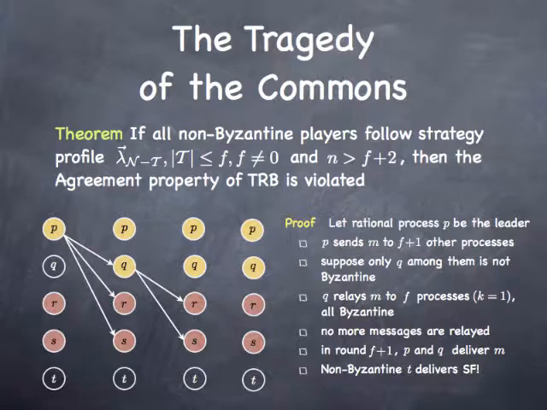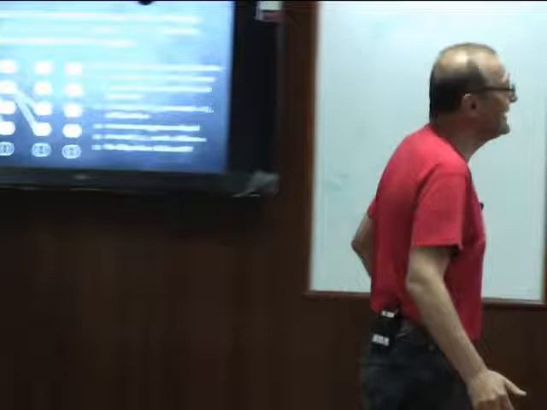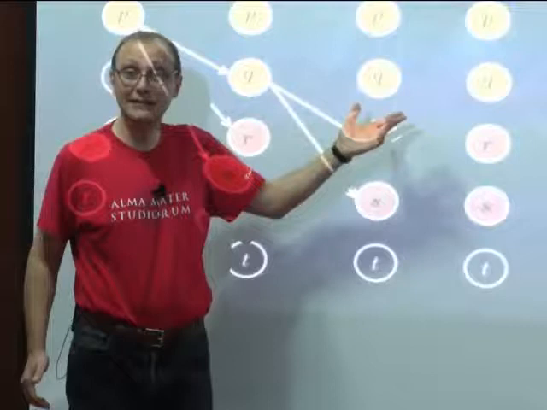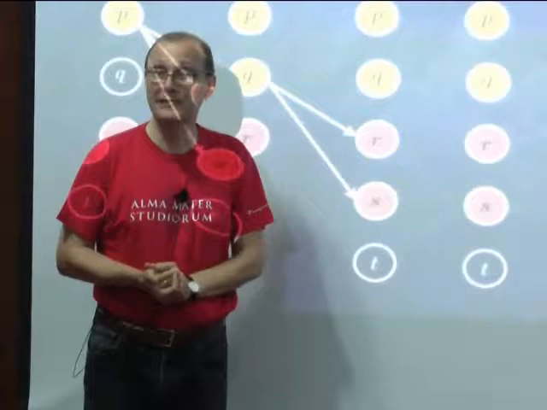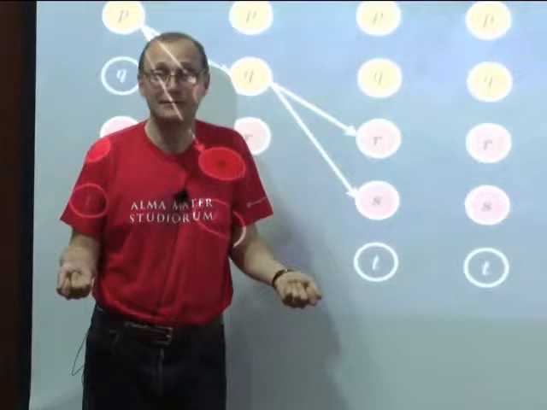And what we find ourselves is that P and Q have received the message. They're non-Byzantine, and they would deliver that message. T also happens to be non-Byzantine, but he has received nothing. He would look at the bag at the end of the execution and say, sender faulty. And agreement would be violated.